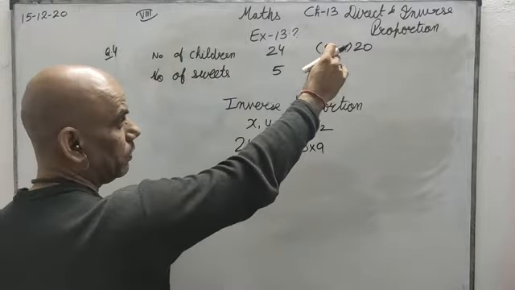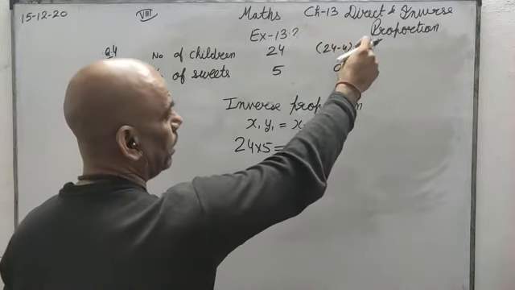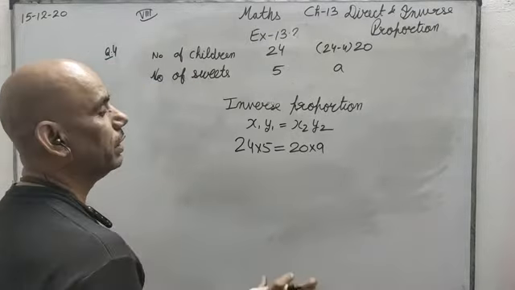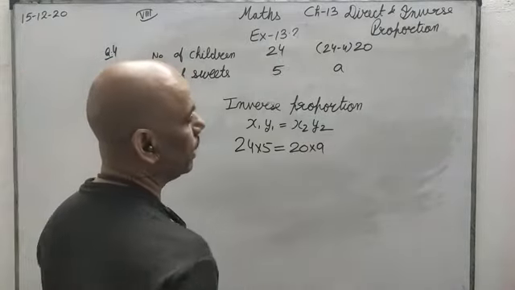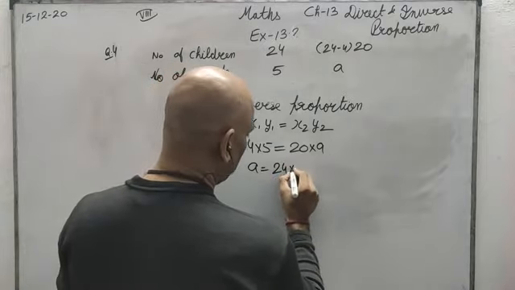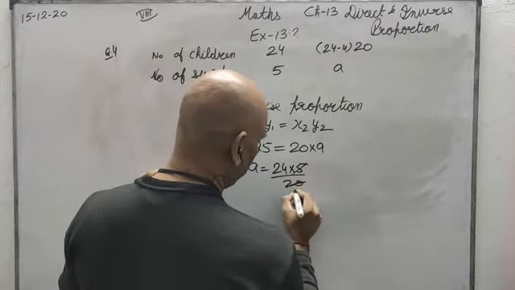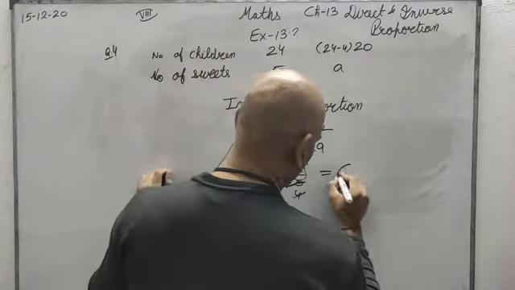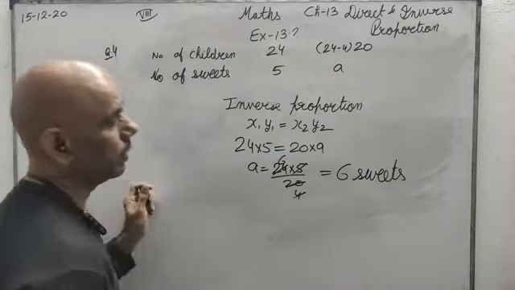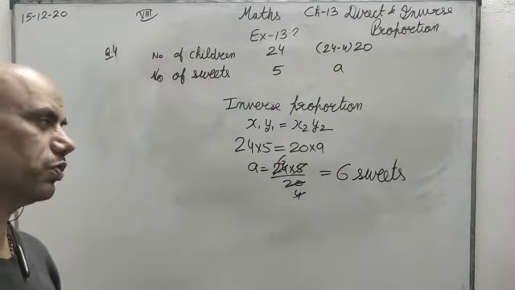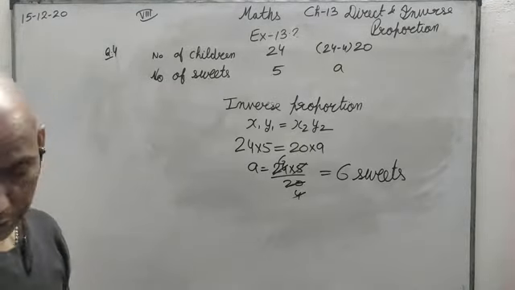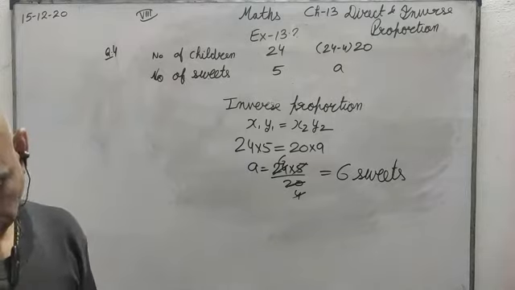So in this question you should be very careful. You should not write here 4. बच्चे घटकर 4 नहीं हो गए, 4 बच्चे घट गए. 4 बच्चे घट गए तो 24 में से 4 माइनस हुआ, we got 20. Okay, so A is equals to 24 into 5 upon 20. 5 4s are 20, 4 6s are 24. Now each of them will get 6 pieces of sweets. Earlier you were getting 5 pieces of sweets. Now every one of you will get 6 pieces of sweets. Okay. So this was question number 4.